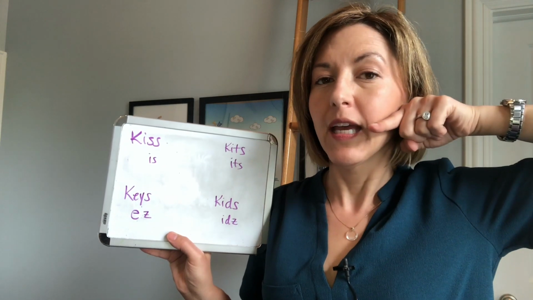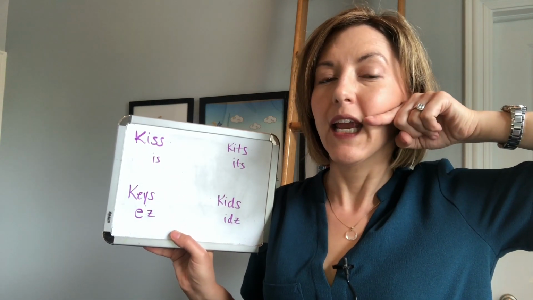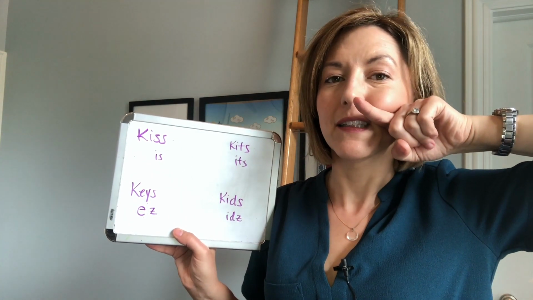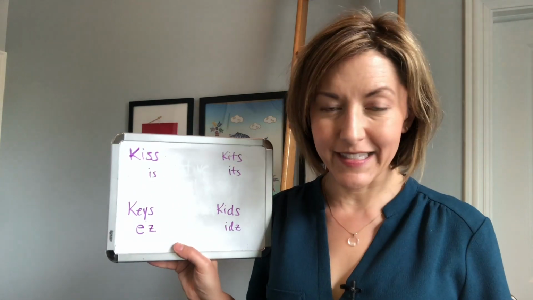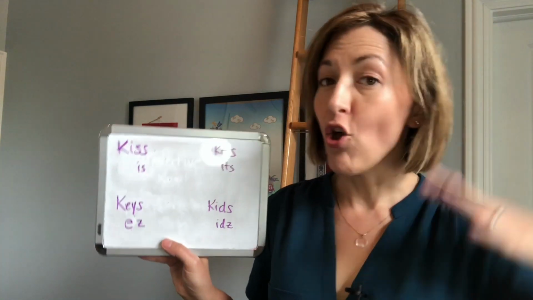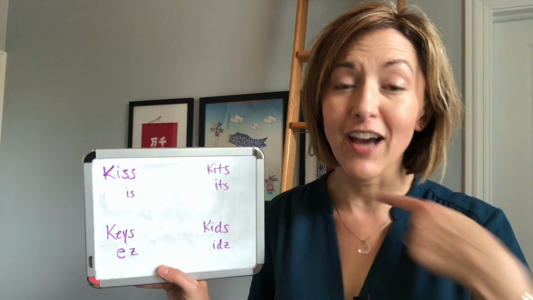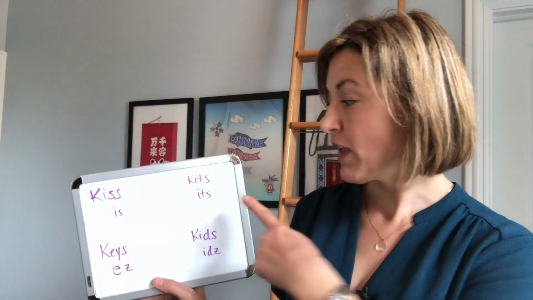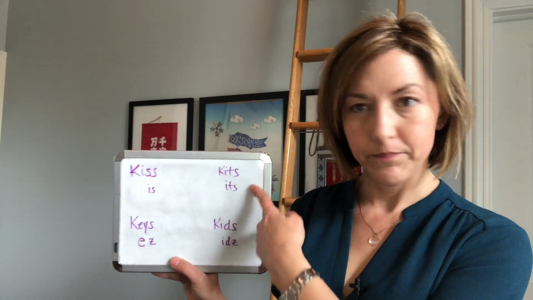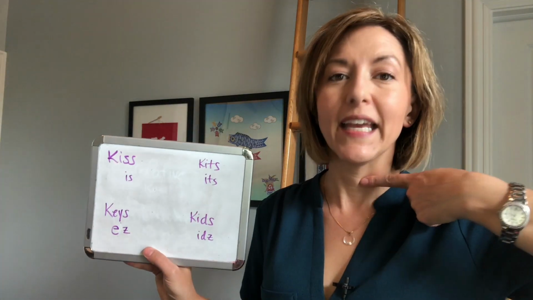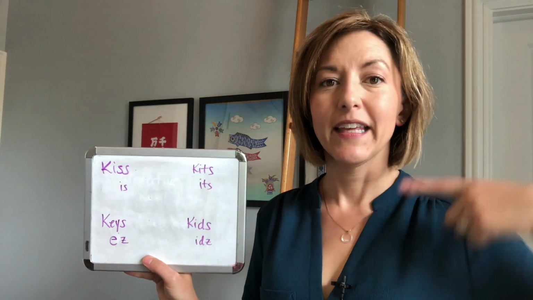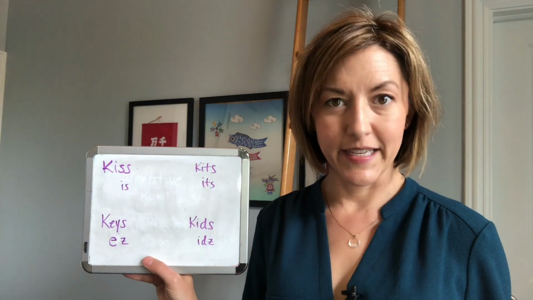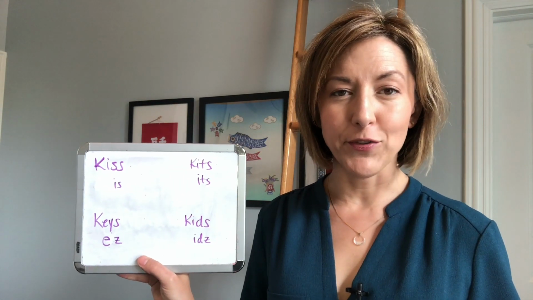Okay, so I, tss, kits. Now for kids, all that you're going to do is turn your voice on for that D and Z sound. The tongue is going to do exactly the same thing. So we have kits and kids. Kits, kids. So let's give all four of those words a try.